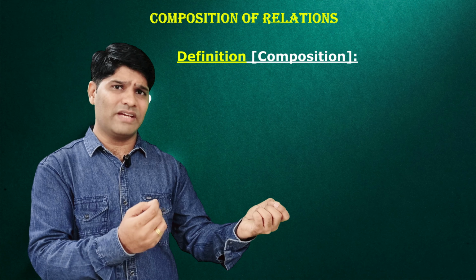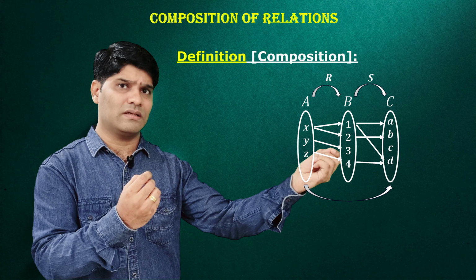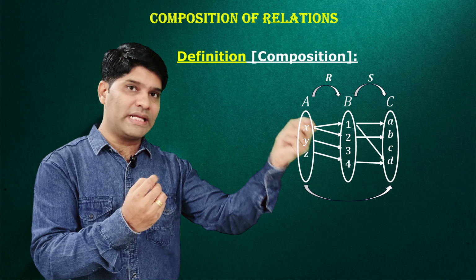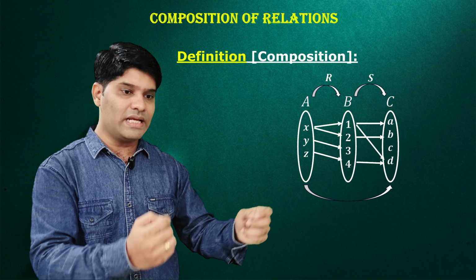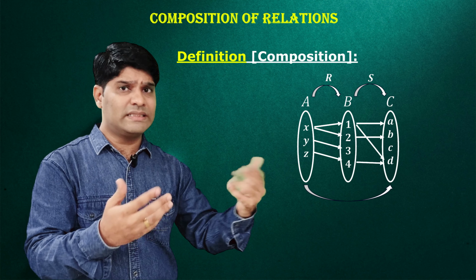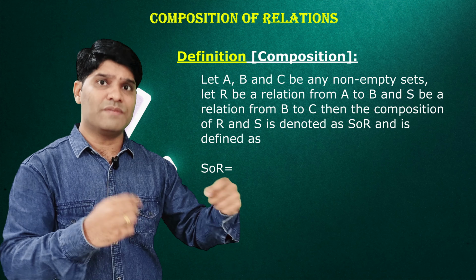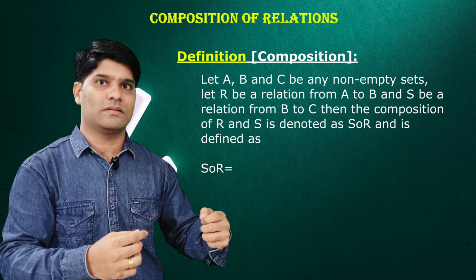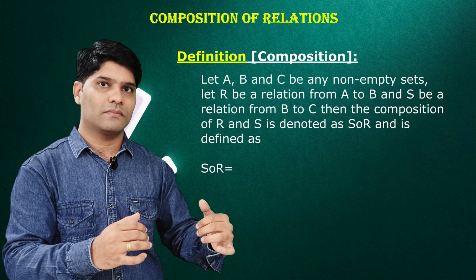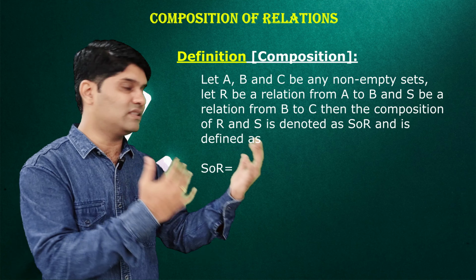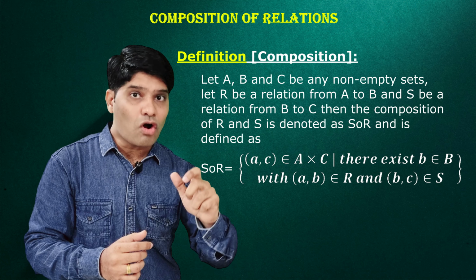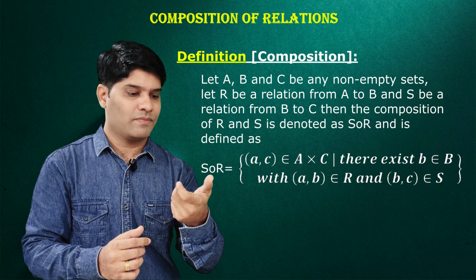Basically, we just look at whether there is a path from A to C via B. So if there is a path from a point in A to a point in C via B, then we will relate the element of A to the element of C. This new relation is denoted as S∘R, which means composition of R and S. Okay, it is going to be a subset of the set A cross C and it is formally defined in this way.